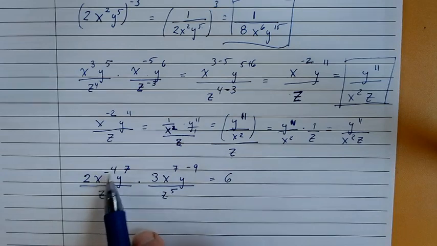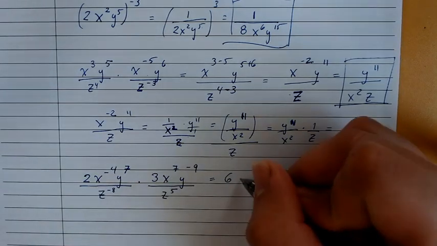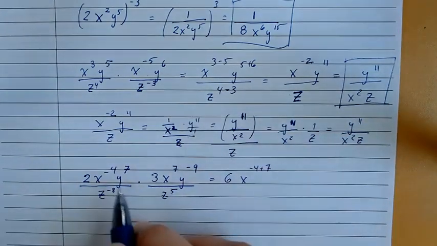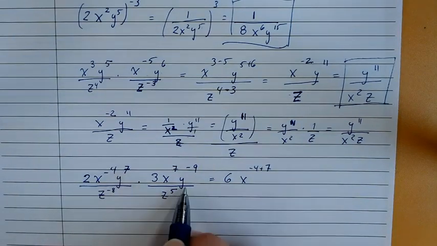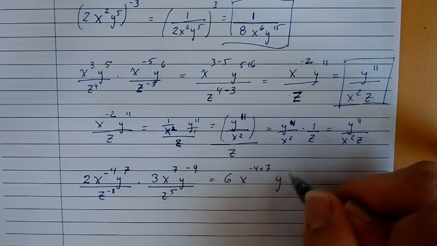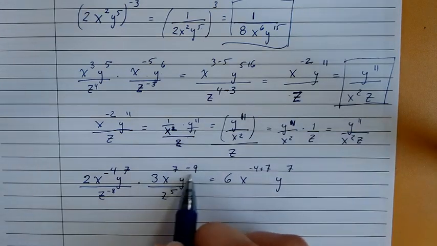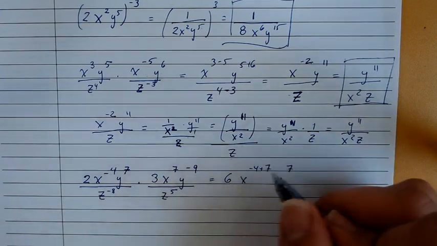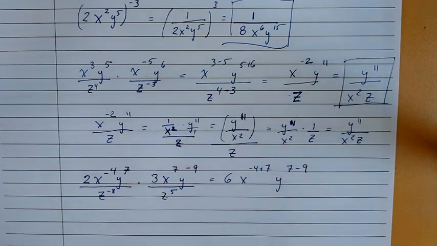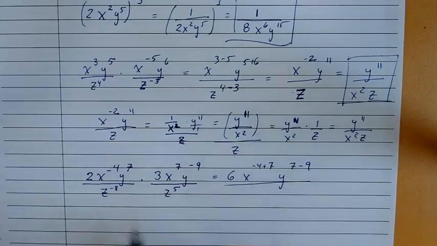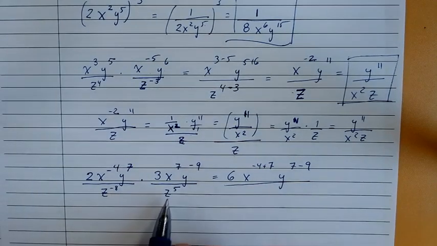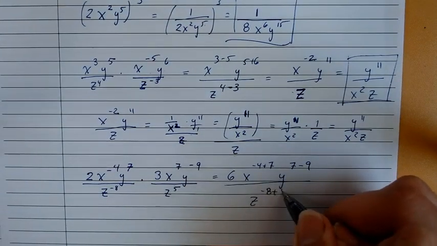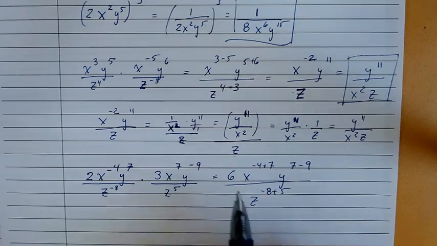Now here, x to the negative 4 times x to the 7, that's x to the negative 4 plus 7. You're adding the powers. Right here, y to the 7 times y to the minus 9 is y to the 7 plus negative 9. Plus a negative. Plus negative 9. Yeah, we can just write that as minus 9. And in our denominator, z to the minus 8th times z to the 5th, that's z to the minus 8 plus 5. Like that. All right, so let's clean this up and see what we get.